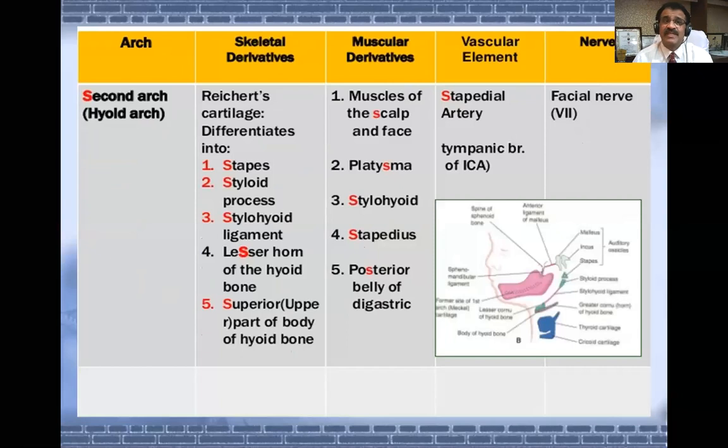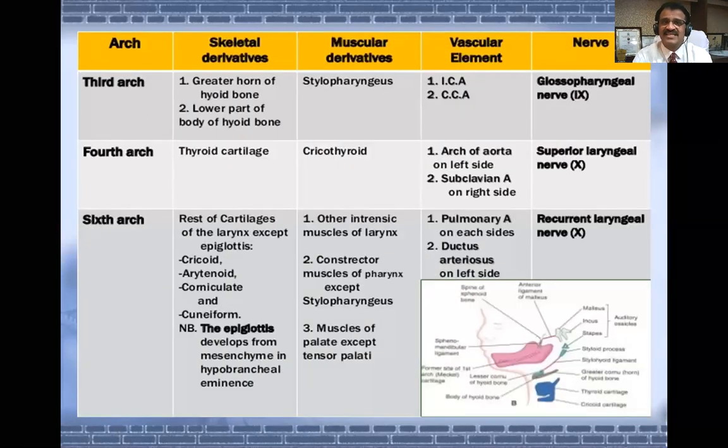You can see here the third arch, fourth arch, and sixth arch. You can see the derivatives of the third arch, fourth arch, sixth arch. Fifth arch is rudimentary. Okay. For example, the third arch will give in the nerve section the glossopharyngeal nerve. That's the ninth cranial nerve. The fourth arch will give the superior laryngeal nerve, which is a branch of the vagus nerve, and the sixth arch will give the recurrent laryngeal nerve, which is again a branch of the vagus nerve.